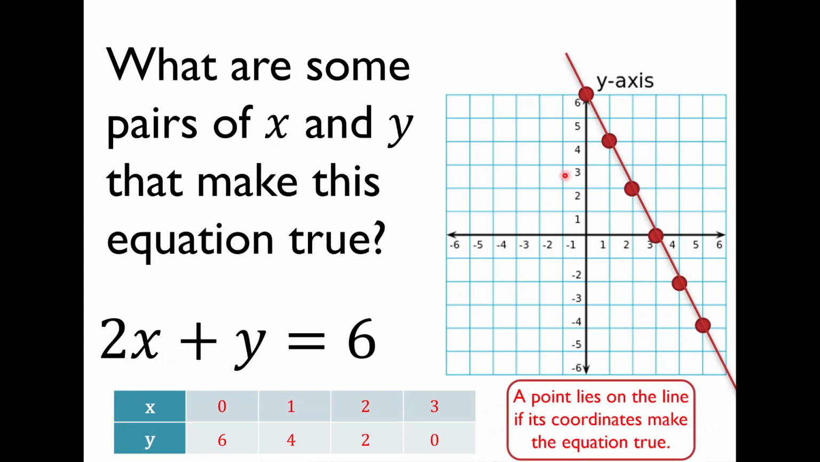And by that, I mean that I can check if any point lies on the line by checking if its x and y coordinates make the equation true. Let's look at some examples where we don't have a picture of the graph, where we need to figure out if a point follows an equation or not.